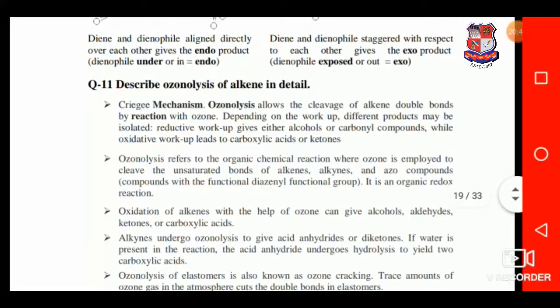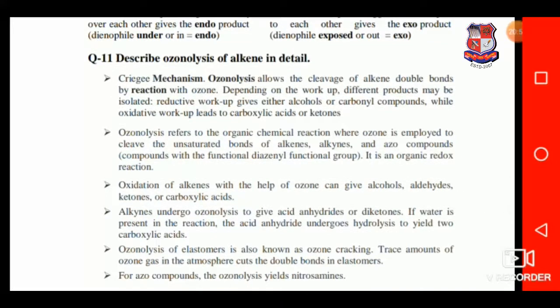Question number 11. Describe ozonolysis of alkene in detail. So this is a question which is frequently asked in the examination. Ozonolysis allows the cleavage of alkene double bonds by reaction with ozone. As we know, ozone has a structure of O3, and depending on the workup, different products may be isolated. Reductive workup gives either alcohols or carbonyl compounds, while oxidative workup leads to carboxylic acids or ketones.